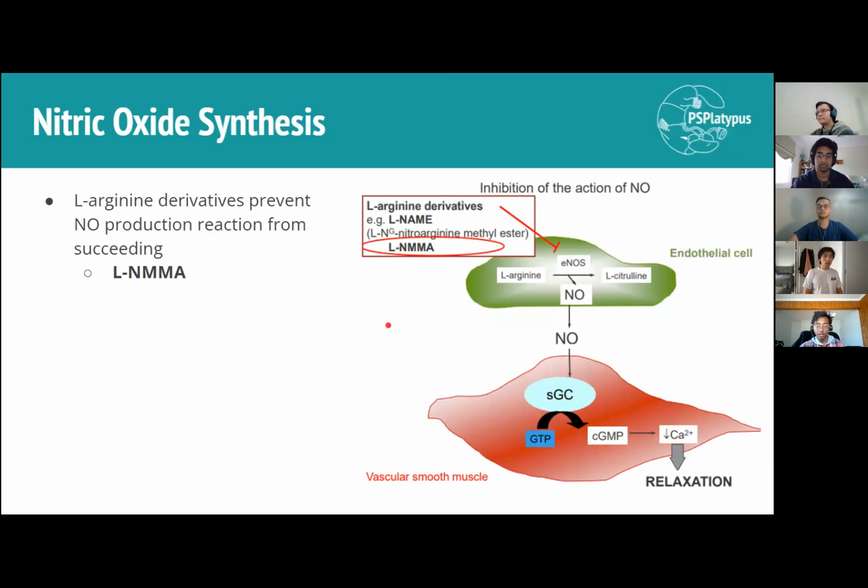I talked about analogs for nitric oxide as a pharmacological agent, and equally, it's not really an analog, but it's an L-arginine derivative, which we can use that prevents nitric oxide from being produced properly. So that's L-NMMA or L-NAME, which inhibits this entire thing.